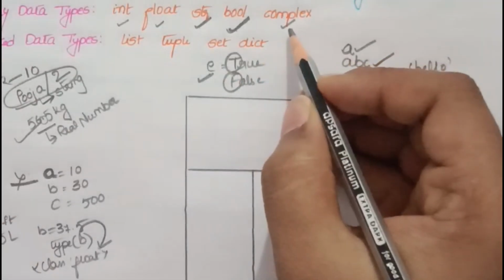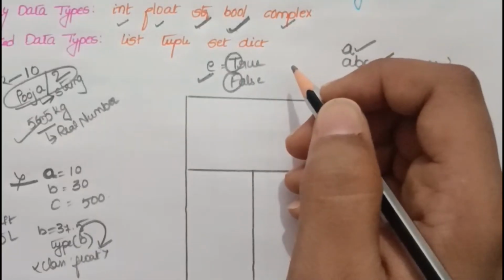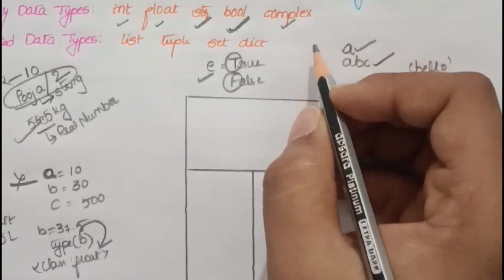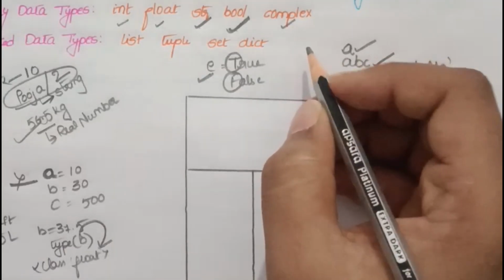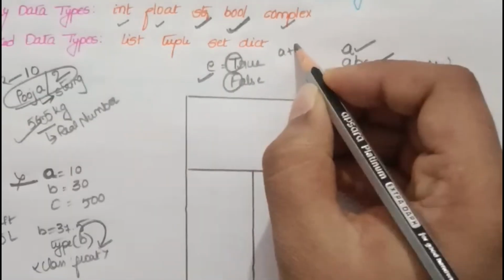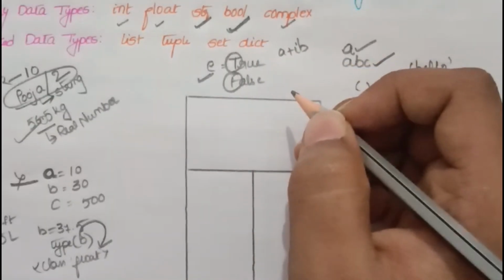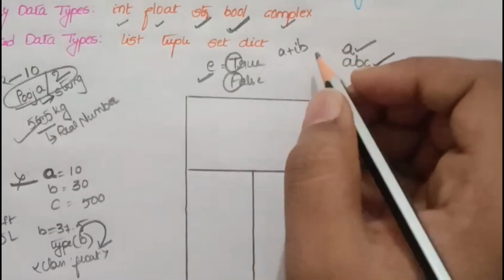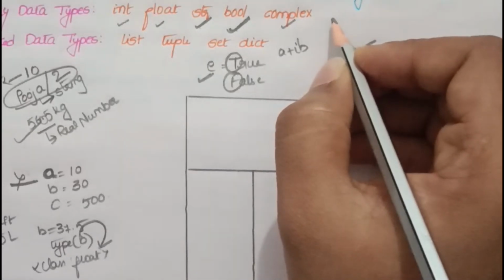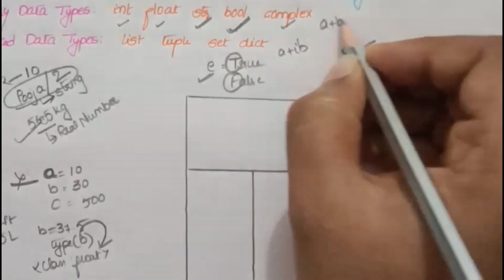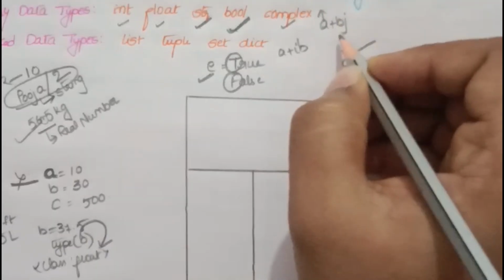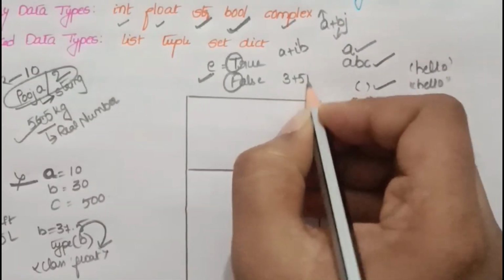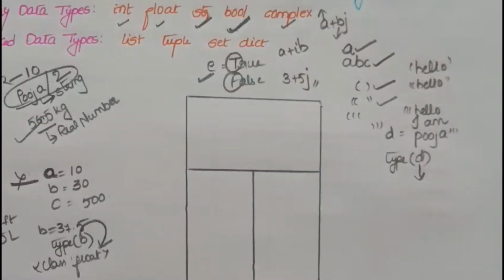And the final data type is complex. If you have studied real numbers, there is also a concept of imaginary numbers, in the form of a plus ib. Python gives flexibility to store complex numbers. The syntax of complex numbers will be a plus bj. a can take any integer value and b can take any integer value. For example, 3 plus 5j. It is a complex data type.